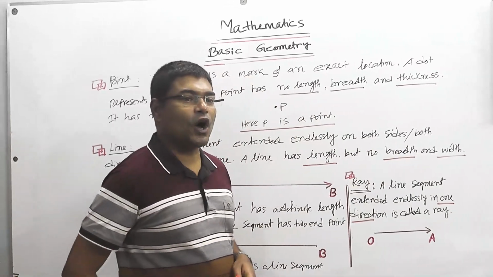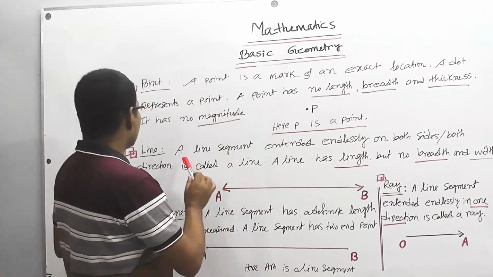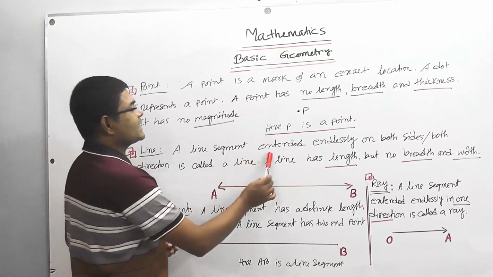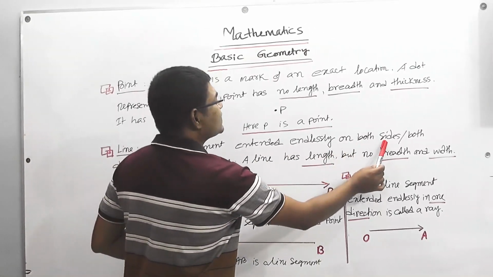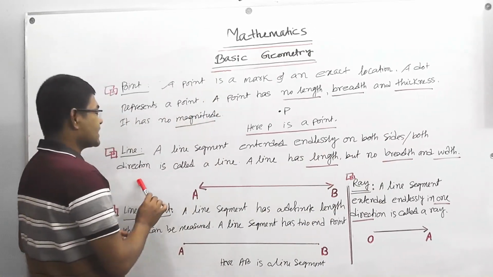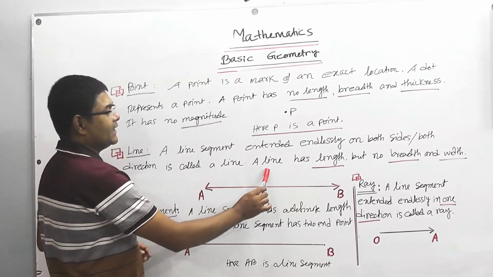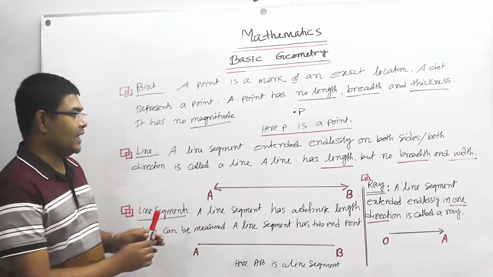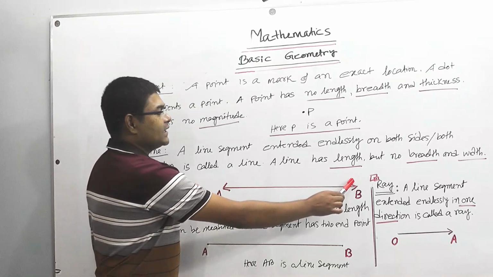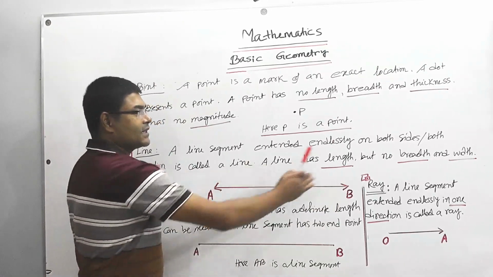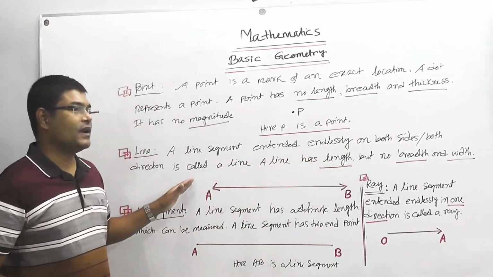What's the definition of a line? A line segment extended endlessly on both sides, or in both directions, is called a line. You can see both directions. This is the direction, this is the direction. This is the direction of the line.